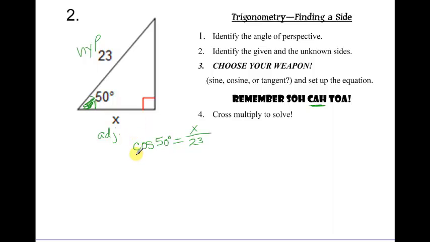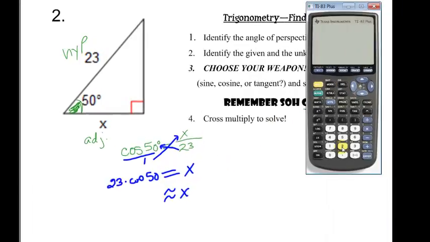Now let's put this over 1, make it look good like a fraction so we can see it. This time I'm going to take 23 across to multiply by the cosine of 50, and let that equal what I get when I take 1 across multiplied by x. These kind of problems are awesome because you'll notice x is by itself. We don't go through any other steps. We just go straight to the calculator now.